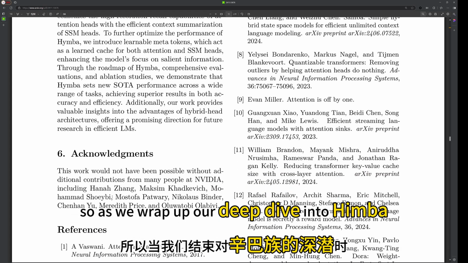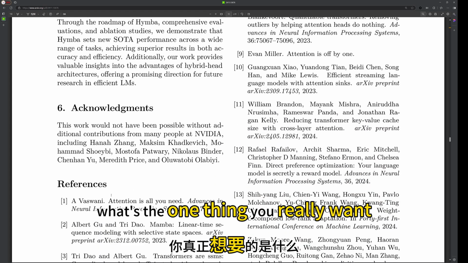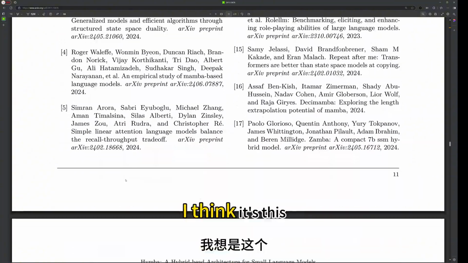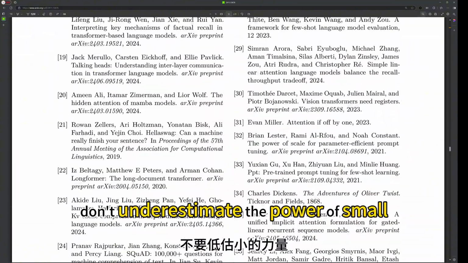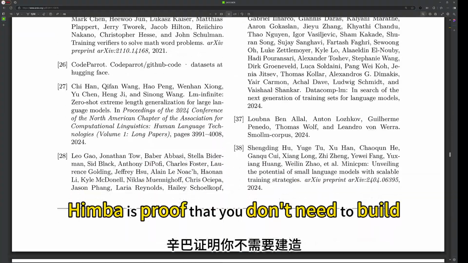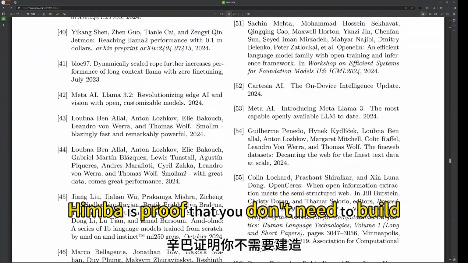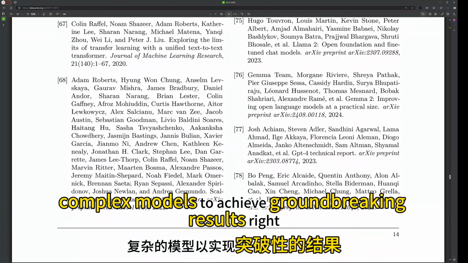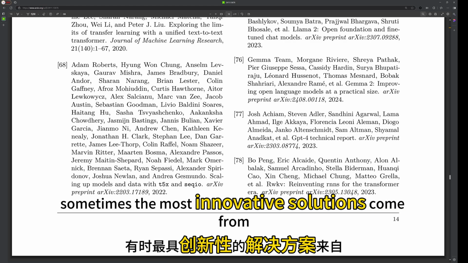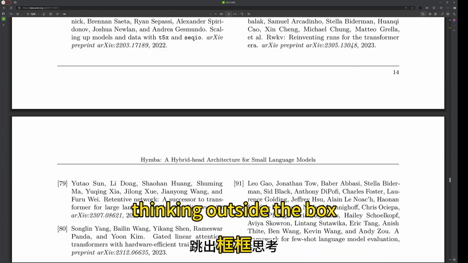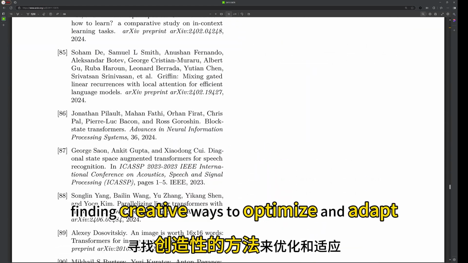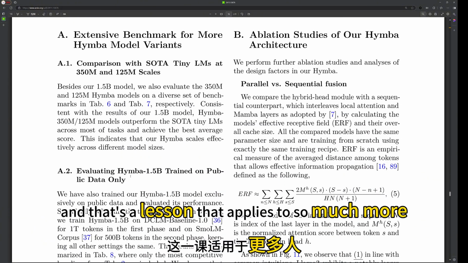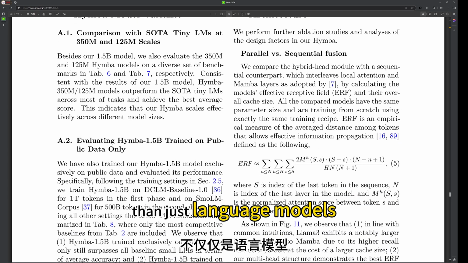So as we wrap up our deep dive into Hymba, what's the one thing you really want our listeners to take away from this conversation? I think it's this: don't underestimate the power of small. Hymba is proof that you don't need to build these massive complex models to achieve groundbreaking results. Sometimes the most innovative solutions come from thinking outside the box, finding creative ways to optimize and adapt. It's about working smarter, not just harder. Exactly, and that's a lesson that applies to so much more than just language models.